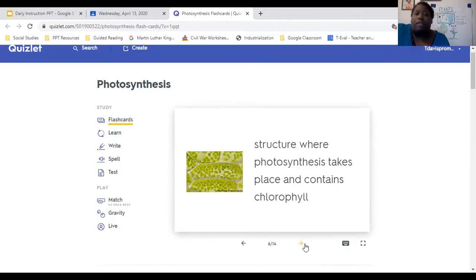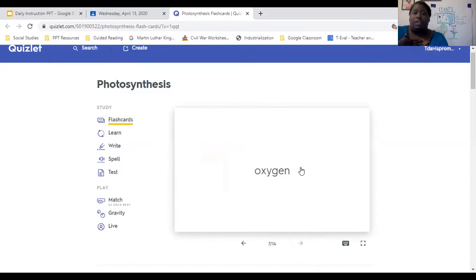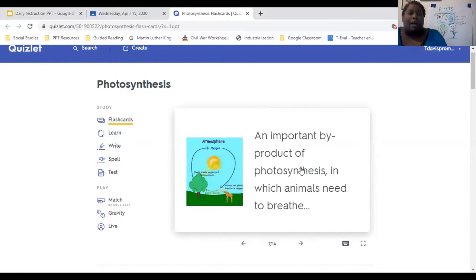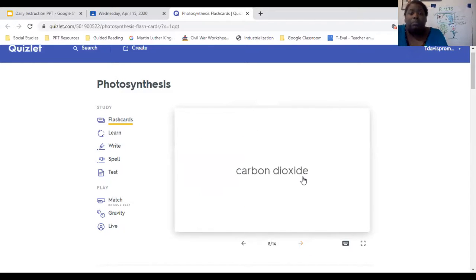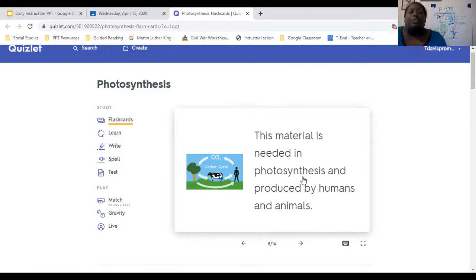Oxygen. My turn, oxygen. Your turn, oxygen. So oxygen is an important byproduct of photosynthesis. It's that colorless, odorless gas that animals like myself need to breathe. And at night, plants don't get a large supply of carbon dioxide from us, so they also breathe some oxygen, but their main source, the main thing that they love, is carbon dioxide. And then carbon dioxide. This material is needed in photosynthesis, but it's also produced by humans and animals.